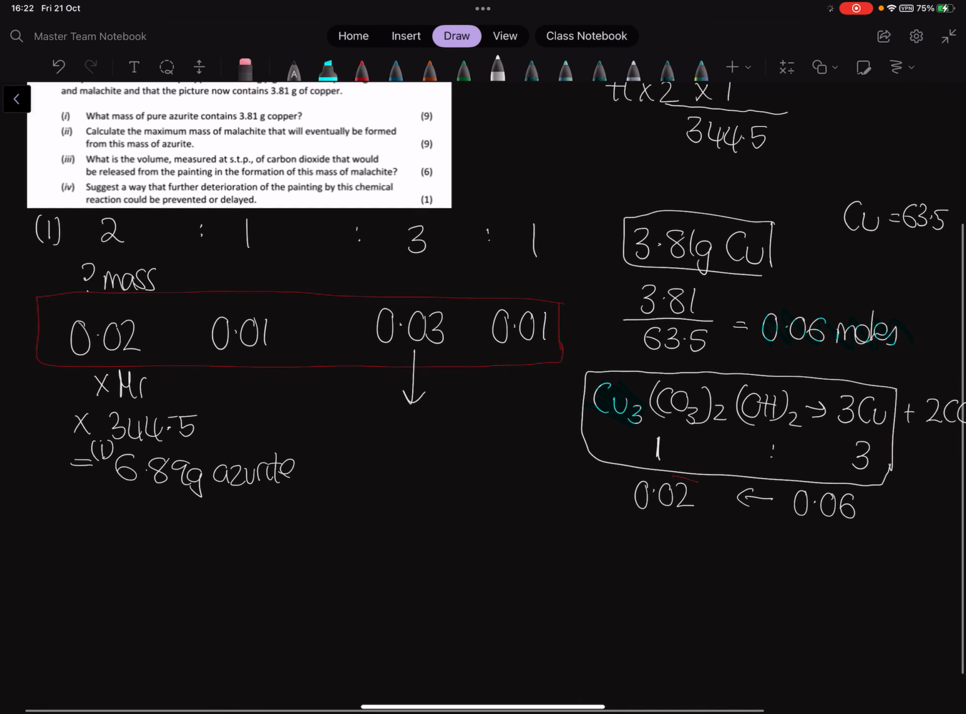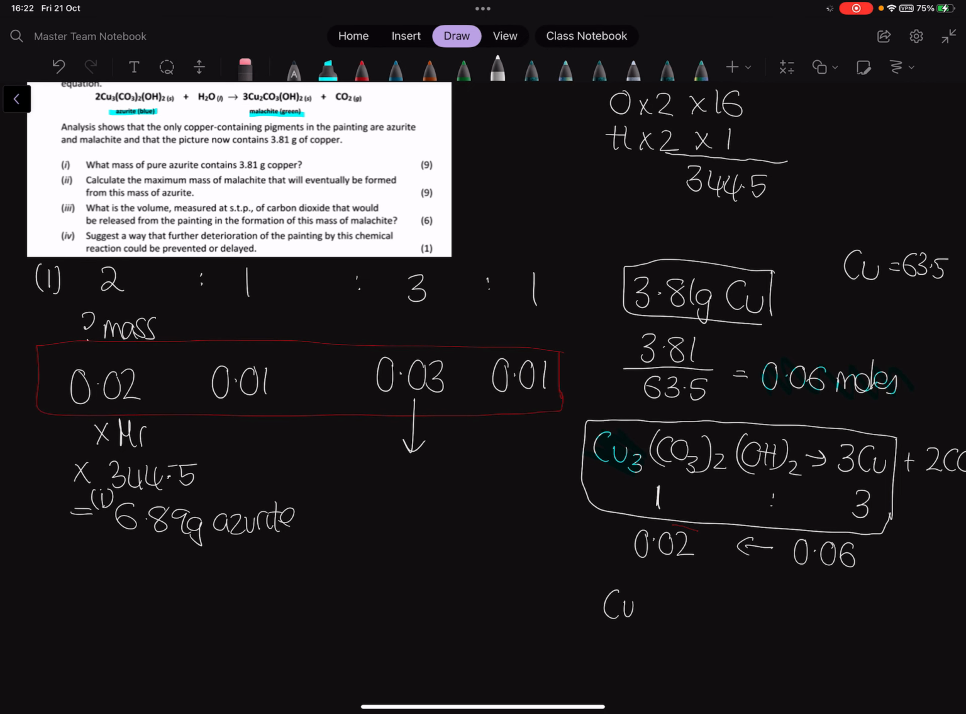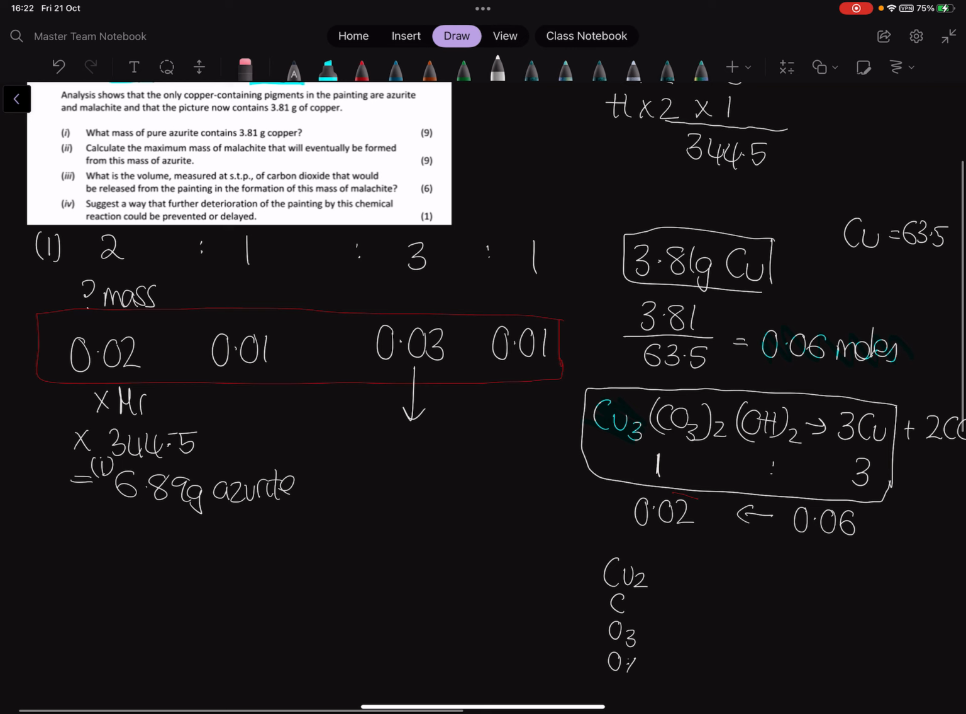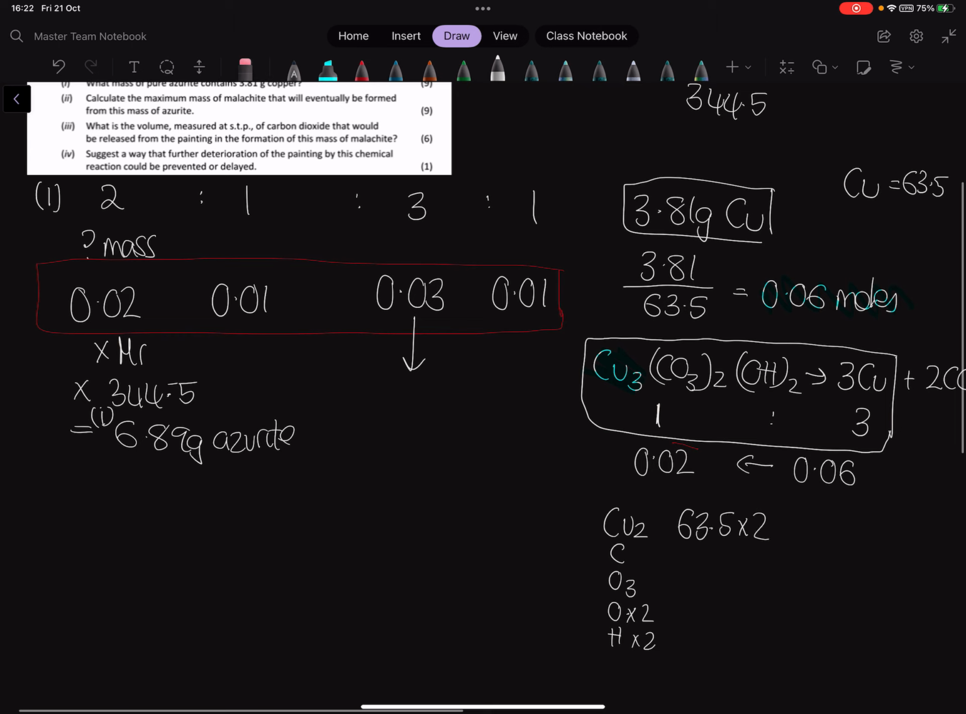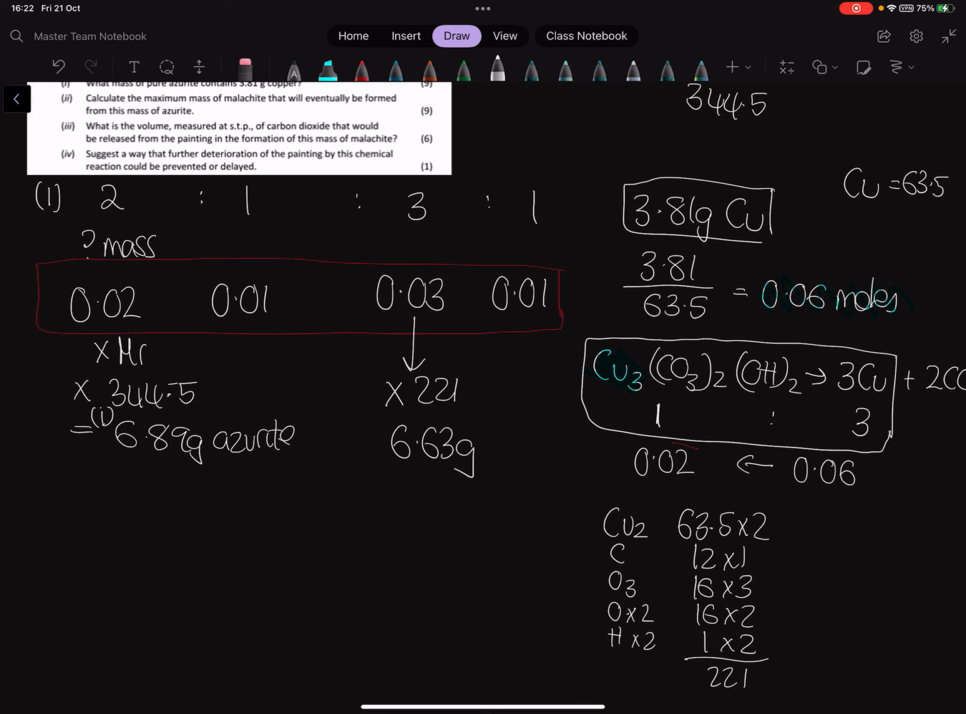And we now again have to do a molar mass calculation. So our malachite is going to be Cu2, CO3, and we're going to have an O by 2 from the OH and an H by 2. So we now have 63.5 by 2. We have a carbon, which is 12 by 1. We have oxygen, which is 16 by 3. We have oxygen, which is 16 by 2. And we have hydrogen, which is 1 by 2. So when we do all of that, we should now have 221. So we'll come back up here. 0.03 moles by 221 will give me a mass of malachite, which is going to be 6.63 grams. So this is our answer for part 2.